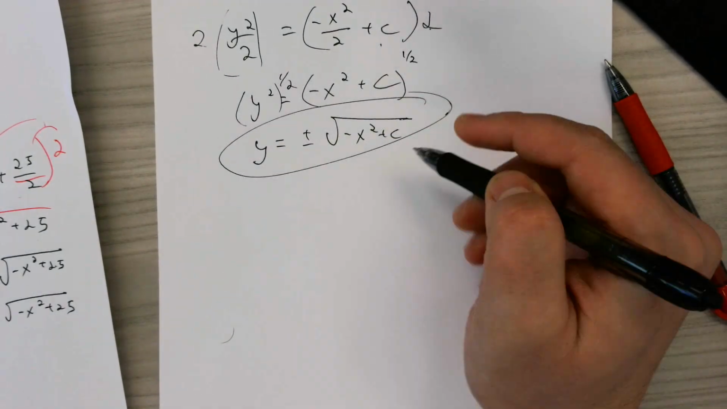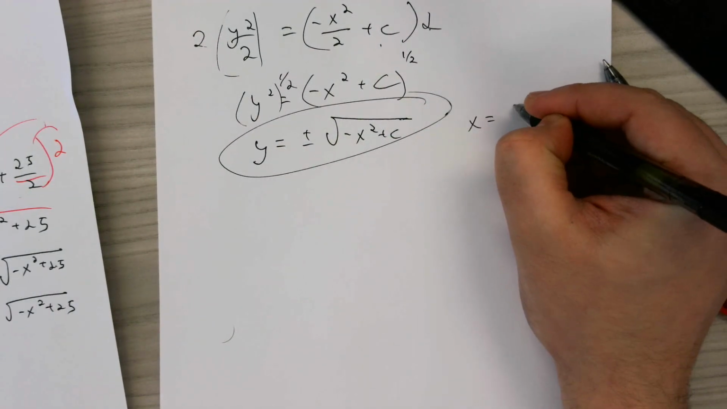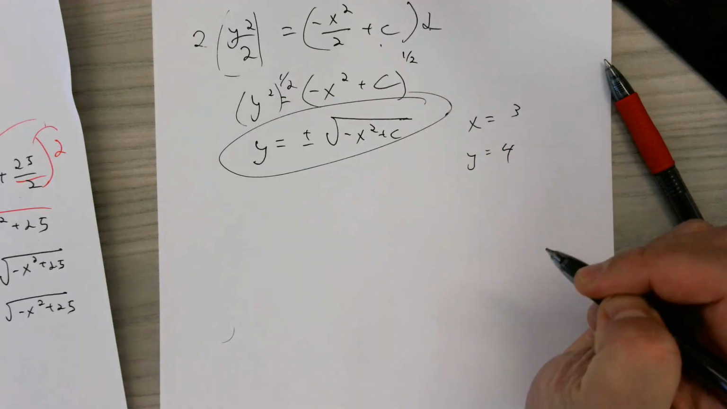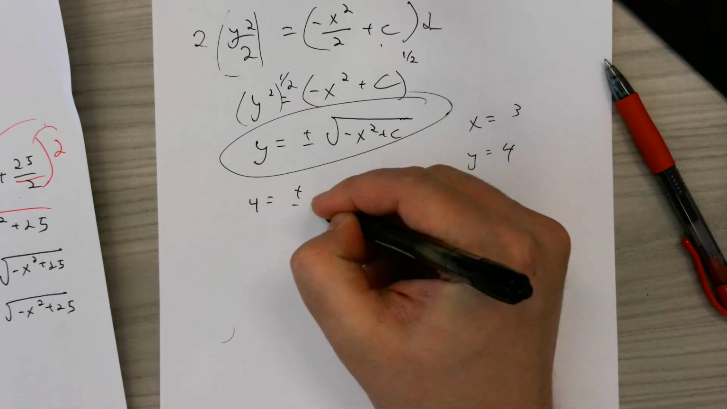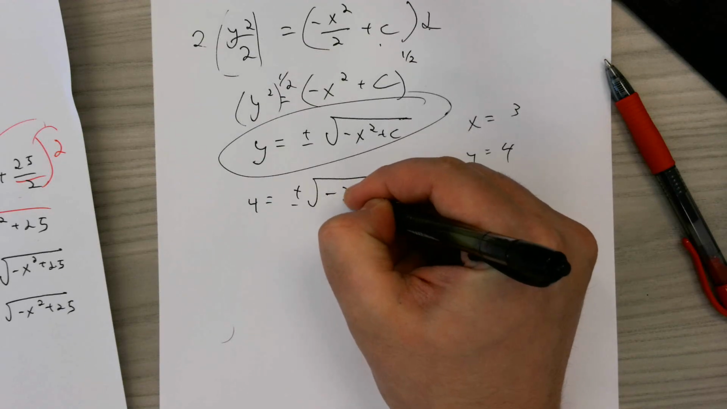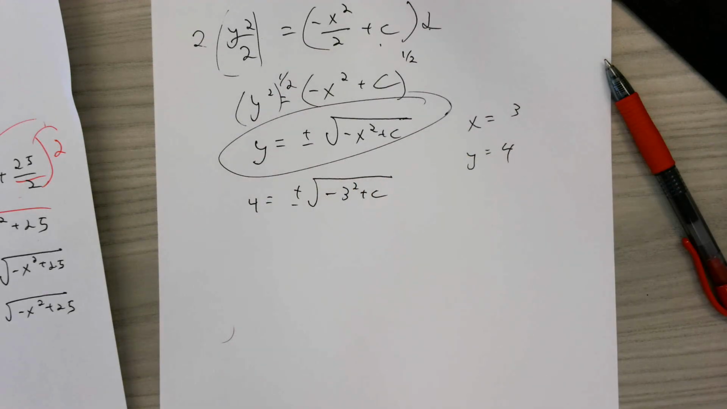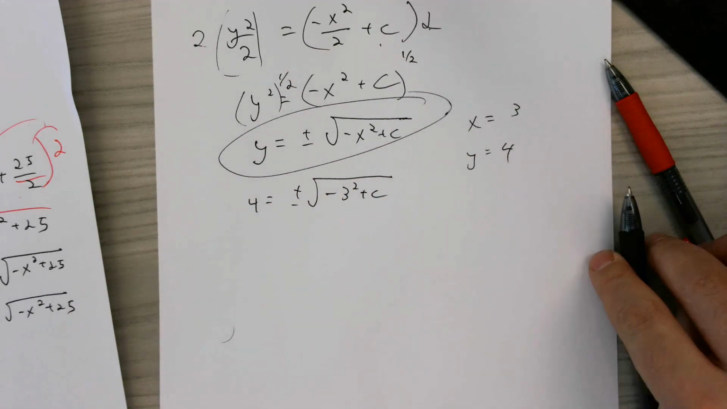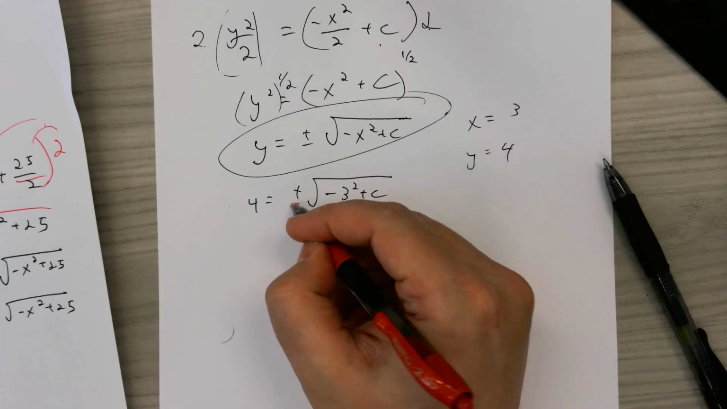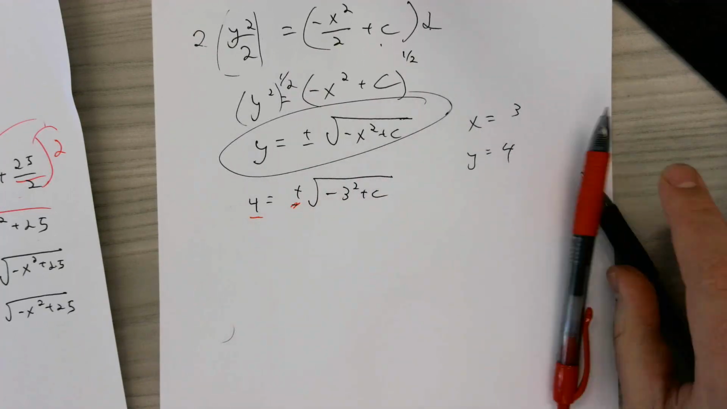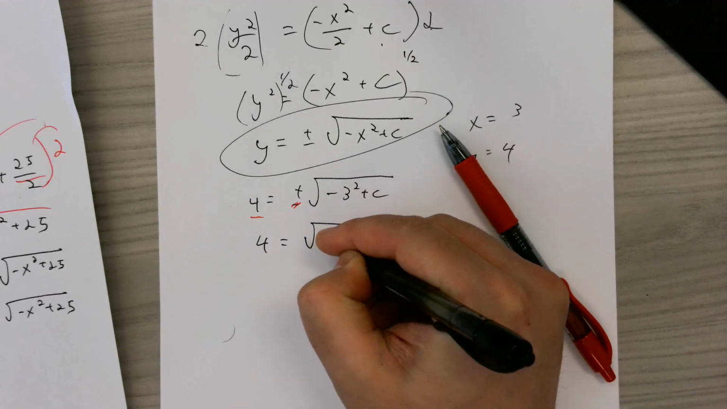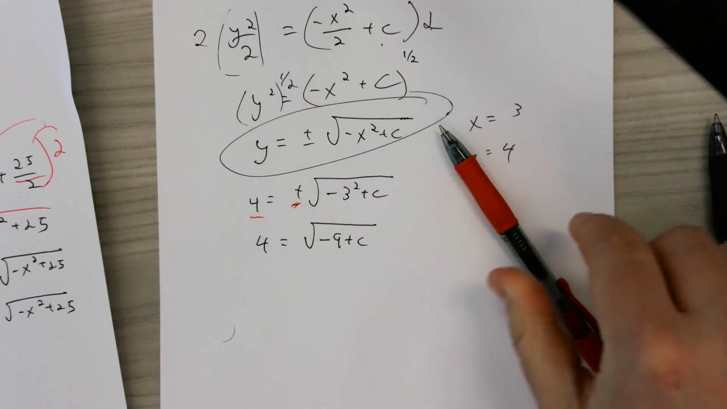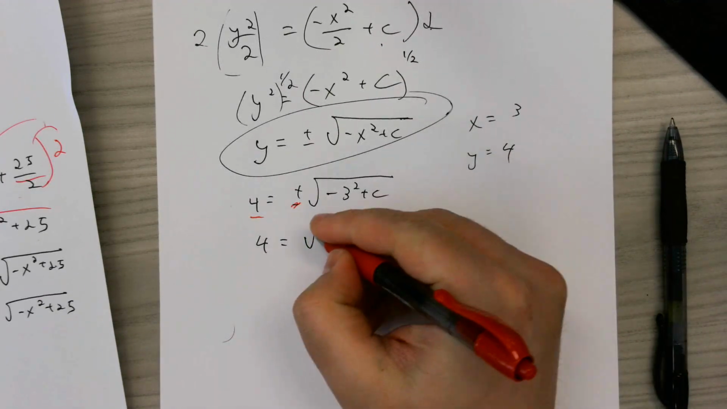And now once I'm here, I'm going to use, well, if x equals 3, y equals 4. Watch: 4 equals plus or minus the square root of negative 3 squared plus c. This has obviously got to be positive because this number is positive. Let's just clean this up a little. 4 equals the square root of negative 9 plus c. Let's square each side.